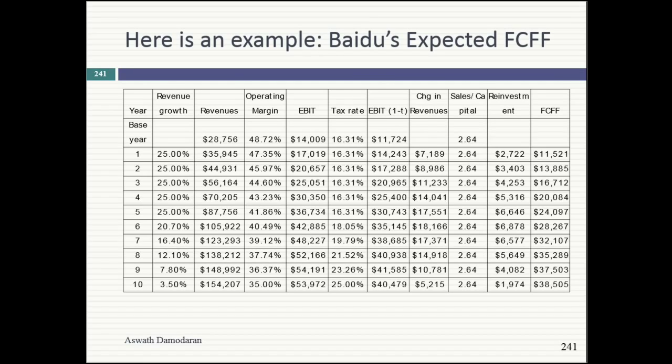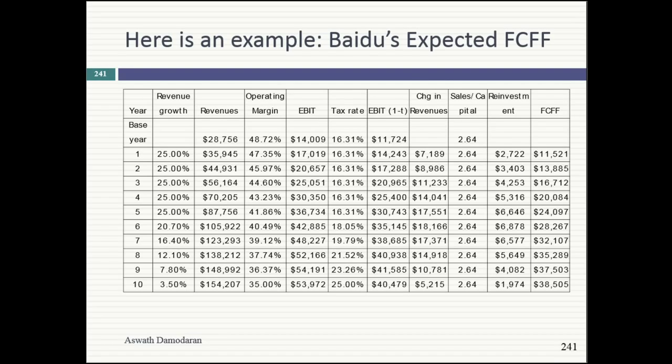Now here comes a reinvestment number. For every $2.64 in sales, I'm going to assume that Baidu has to invest $1 in capital. That's actually their existing sales to capital ratio. So I took their total revenues divided by total invested capital today. The same invested capital I use for the return on capital. And it's 2.64. And the way it plays out is if you look at year one, my revenues go from 28.8 to 35.9 billion, right? So that's an increase of about 7 point something billion. You divide that by 2.64. There's my reinvestment in year one.